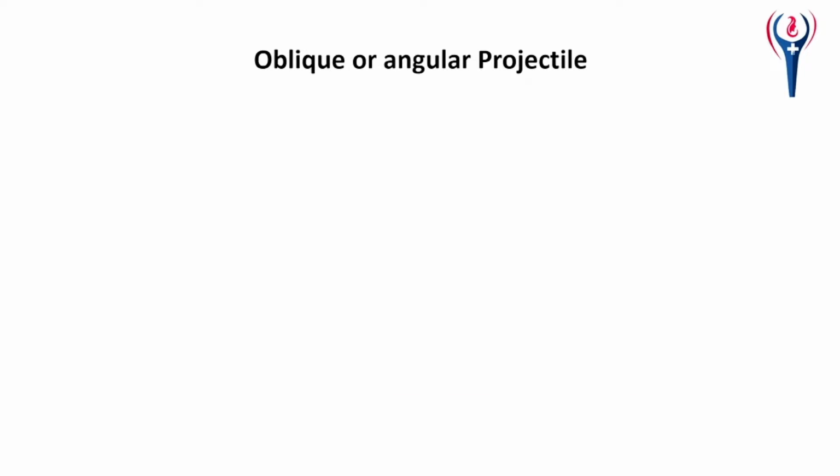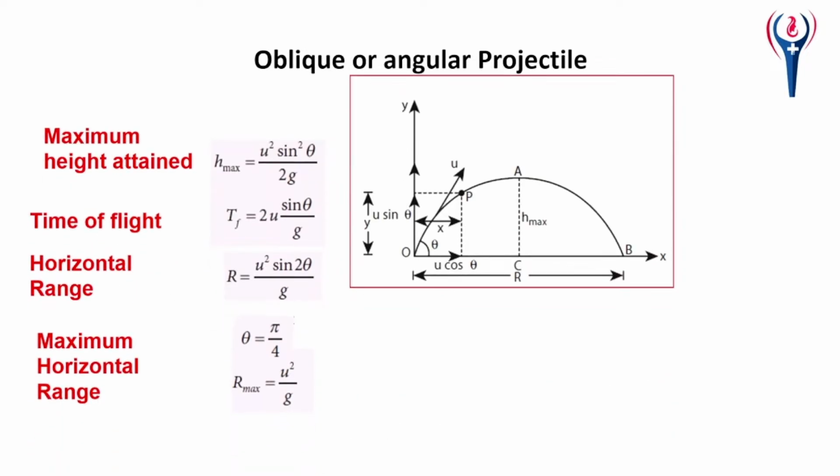And for oblique projection, these are the formulas. Maximum height h max equals u square sine square theta by 2g. Time of flight equals 2u sine theta by g. Horizontal range equals u square sine 2 theta by g. Maximum horizontal range is when theta equals pi by 4, R max equals u square by g.